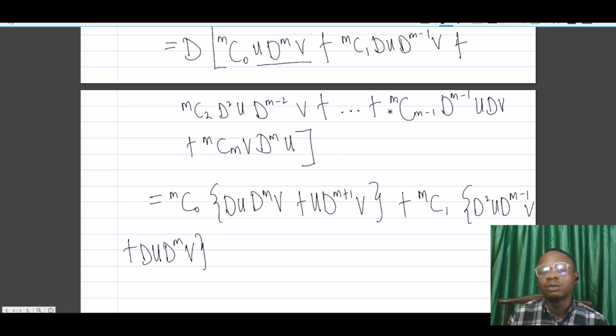Okay, so the pattern continues like that. Let's go to the third term just to see how all of these things will play out. And this is m combination 2, then the squared.